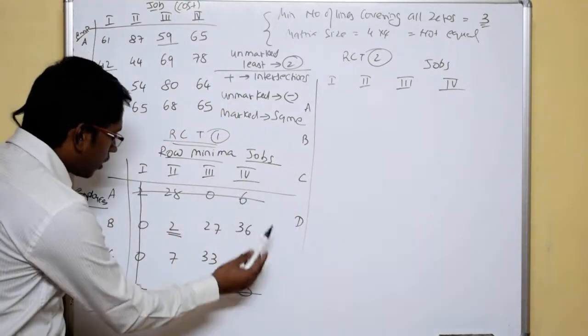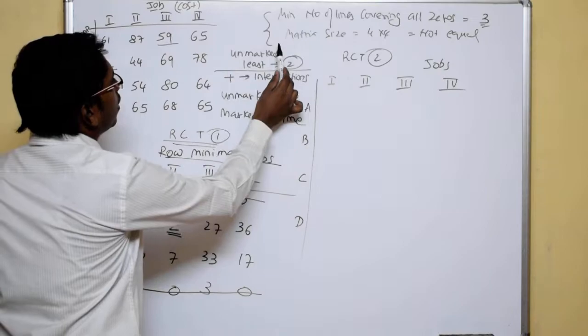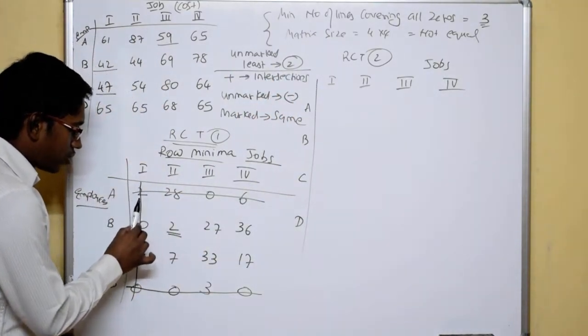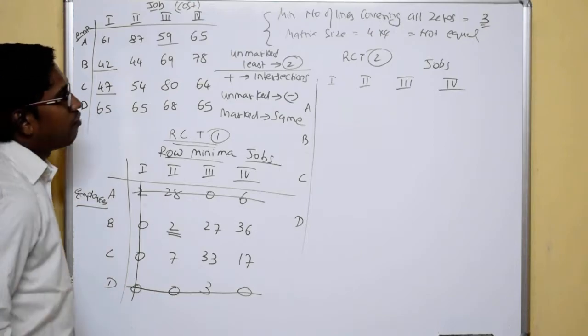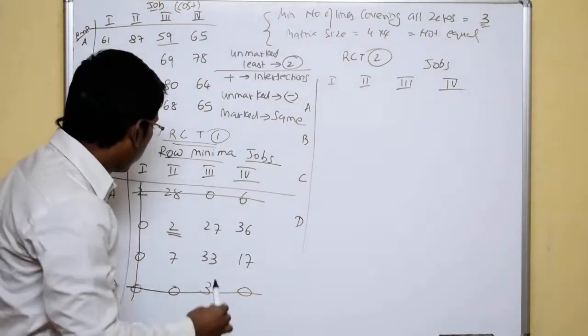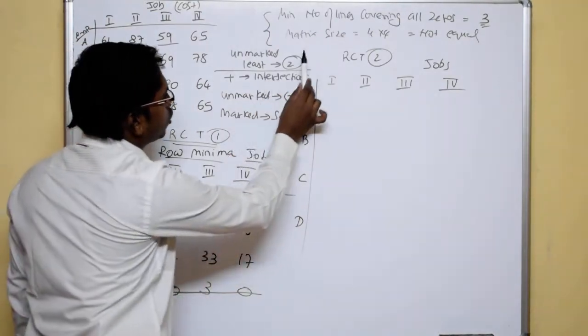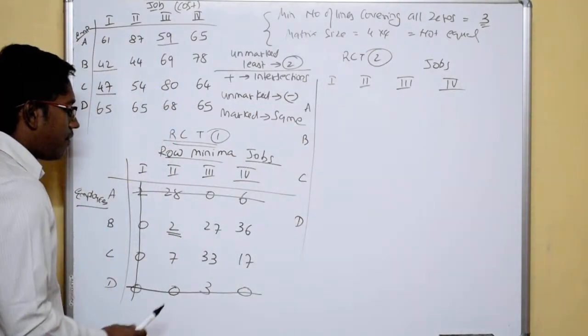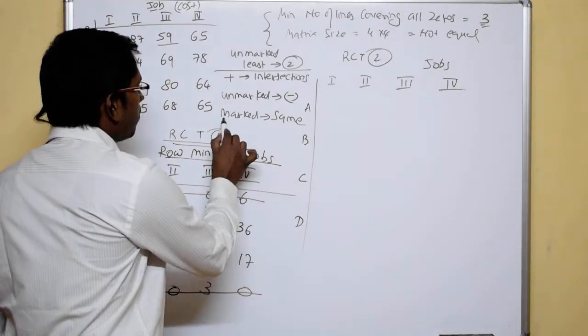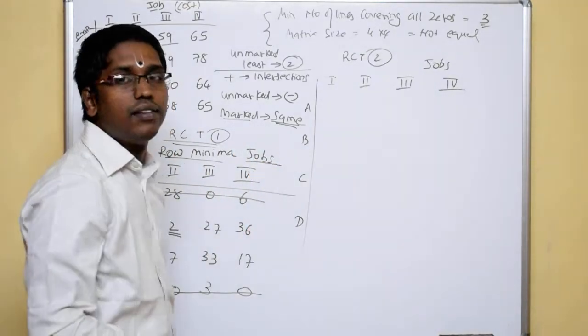So the least unmarked is 2. So I write, unmarked mein least is 2. Wherever you have got intersections, here there is an intersection, here there is an intersection. Wherever there are intersections, you will add this 2. All those unmarked numbers, you will subtract this 2. And wherever there are marked lines without any intersections, only marked, the numbers will remain the same.